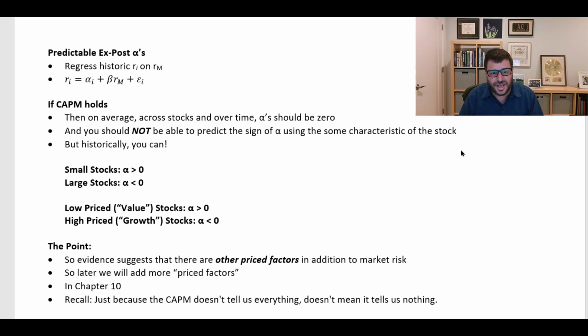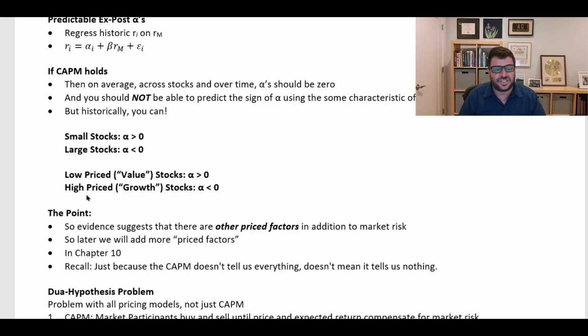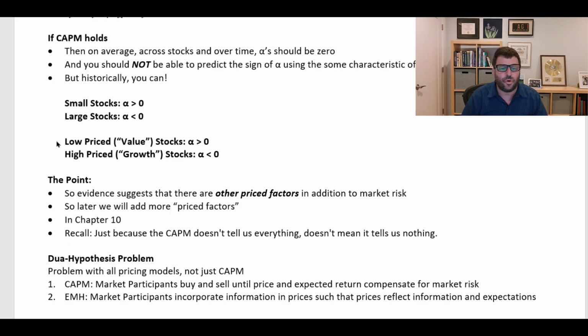But historically, you can. What we have found is historically, over long periods of time, the alpha on a set of smaller stocks is positive, and the alpha on a set of larger stocks is negative, meaning that small stocks earn more than the CAPM predicts, and large stocks earn less than the CAPM predicts. Similarly, stocks with a relatively low price relative to earnings, or price relative to EBITDA, or price relative to book value, which are commonly referred to as value stocks, historically have had a high, positive alpha, earning more than the CAPM says they should earn.